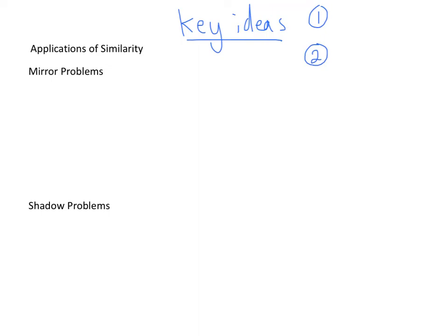All right, so today we're going to talk about some applications of similarity. At first, there are really two key ideas that we're going to exploit to create similar triangles in situations. The first is that light travels in straight lines. We will exploit that. What other things will we exploit?